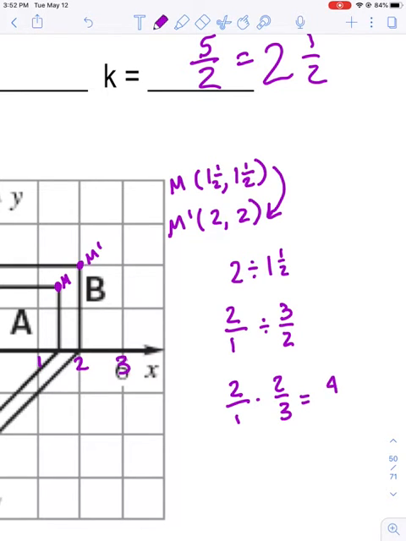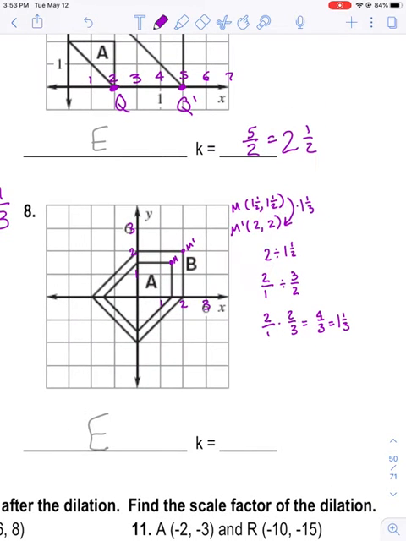And I end up getting 4/3 or 1 1/3. So if I take all my values from A and multiply them to get all the values from B, the number I'd have to multiply them by is 1 1/3. And it's greater than 1, which makes sense that it's an enlargement.